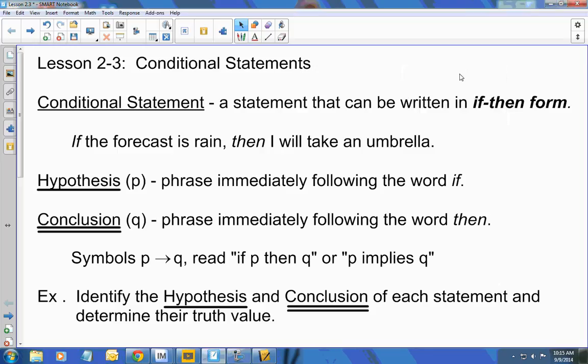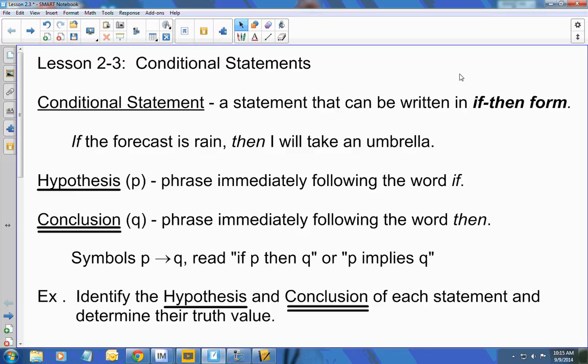Okay, so today we're going to talk about conditional statements. We talked about compound statements yesterday, and we said there were two types. What are the two types? Conjunction and disjunction. A conjunction is two statements formed with the word and, and in order for that to be true, both have to be true.